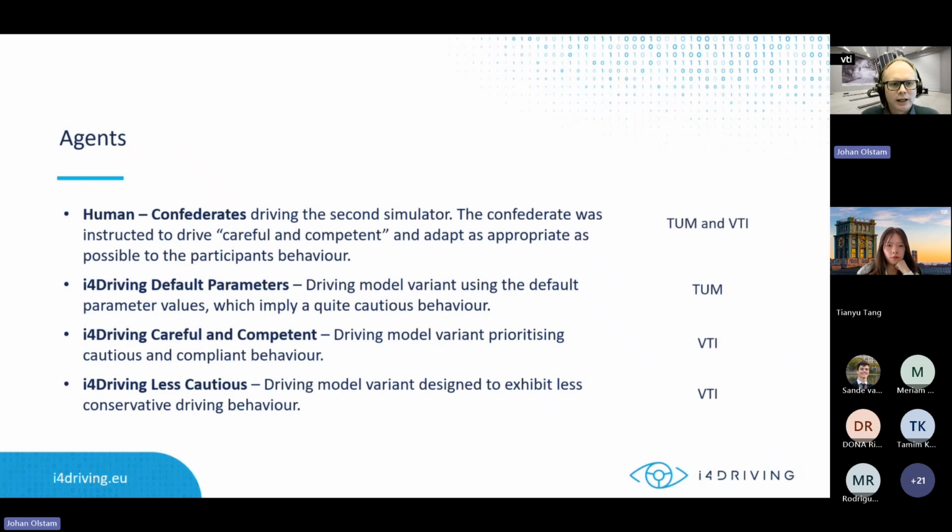For the model, when we did the experiment at TUM, we used the model available at that time, September, October last year, and did it with the default parameters. We then had some more time to think about parameter variations when getting to the VTI experiment. So we tried to change the parameters slightly to represent a more careful and competent driver, and maybe someone that is slightly less cautious.